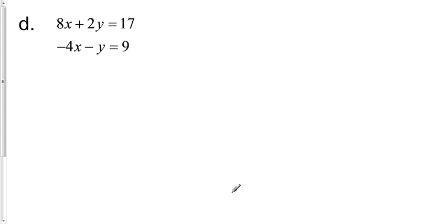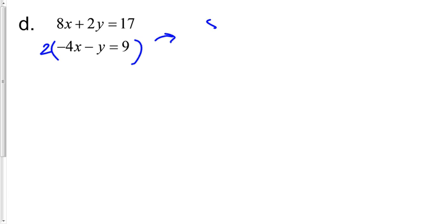Okay, one more here. 8x plus 2y equals 17, and negative 4x minus y equals 9. Okay, I'm glad that everything's lined up in columns, but I don't have x's that match or y's that match. But it looks like if I just double the bottom equation, I can get the opposite here, 8x and negative 8x. So let's rewrite our system.